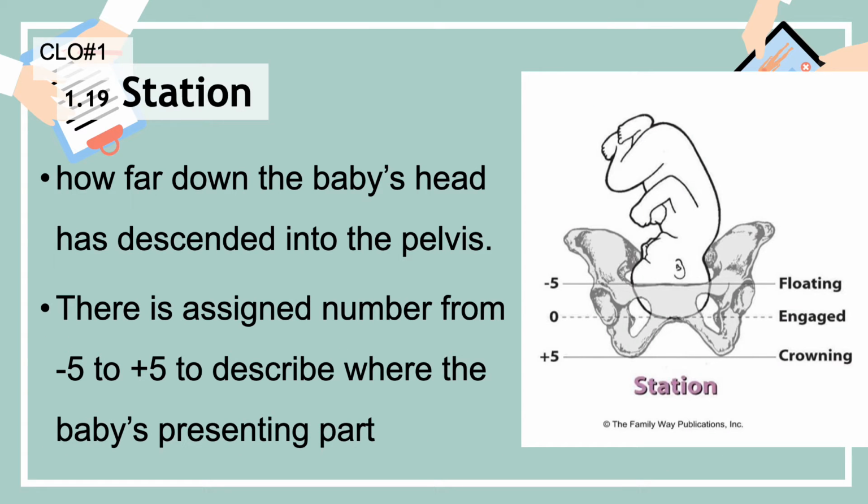Next is station. This is how far down the baby's head has descended into the pelvis. This is determined by examining the cervix and locating where the lowest part of the baby is in relation to the pelvis. So there are assigned numbers from -5 to +5 to describe where the baby's presenting part is located. So on the picture, we have -5 for floating, 0 for engaged, and +5 for crowning.